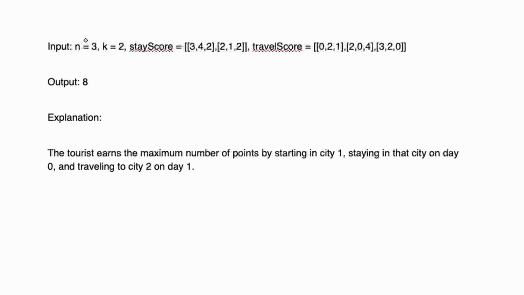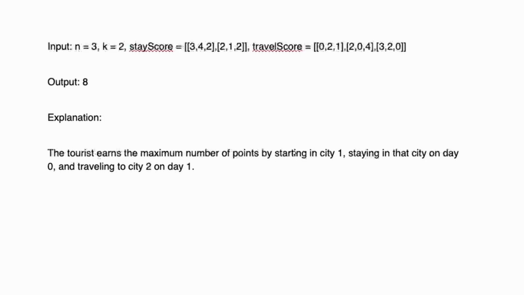So in this example, we have n equals 3, so we have 3 cities, k is 2, so it's 2 days. And we have our stay score here, which is 342212, and our travel score is 021, 204, 320. So the output is 8, and the maximum that we can get, this 8, we can get by starting in city 1 and staying in the city that day.